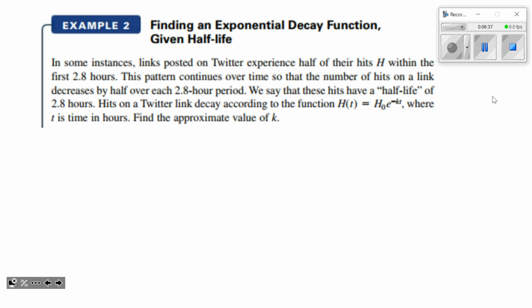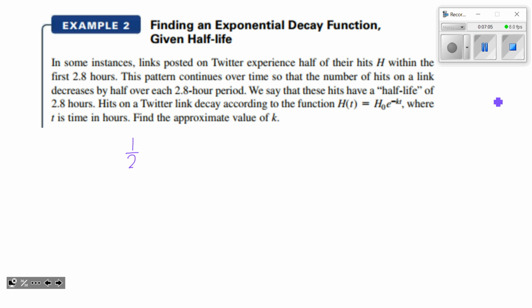Okay, so we have a more contemporary half-life problem. It says, in some instances, links posted on Twitter experience a half of their hits, H, within the first 2.8 hours. So they're telling you essentially the half-life is 2.8 hours. And so we need to solve for the rate. So we need to actually solve for what that k value is so we can write the equation.